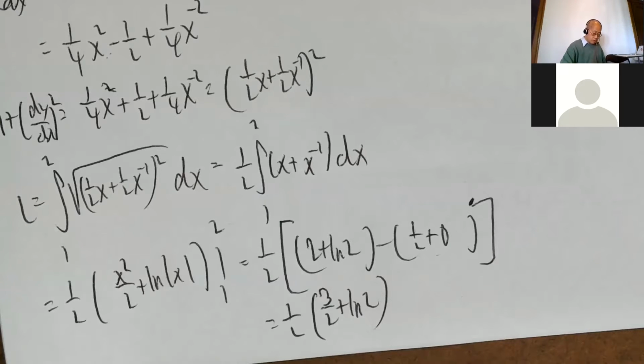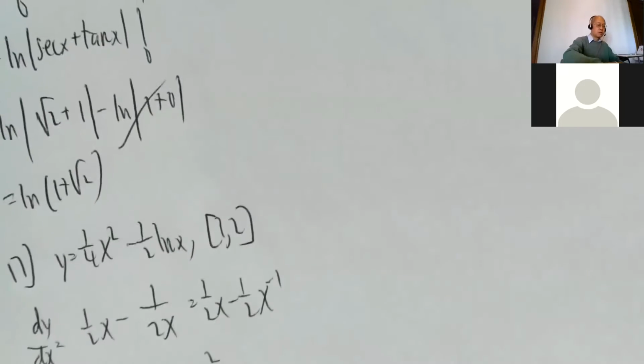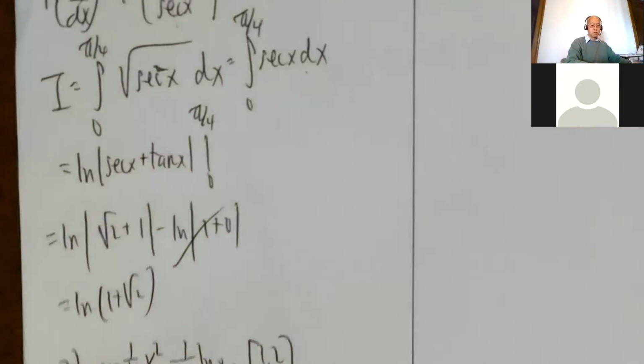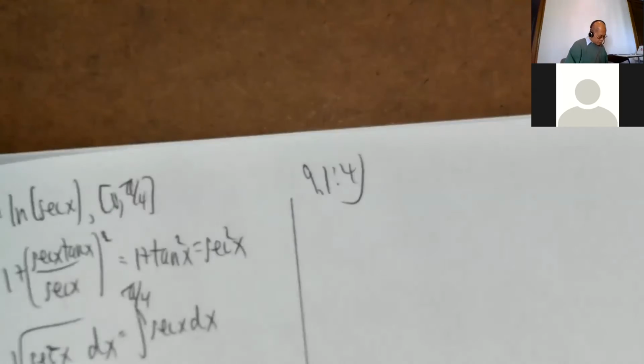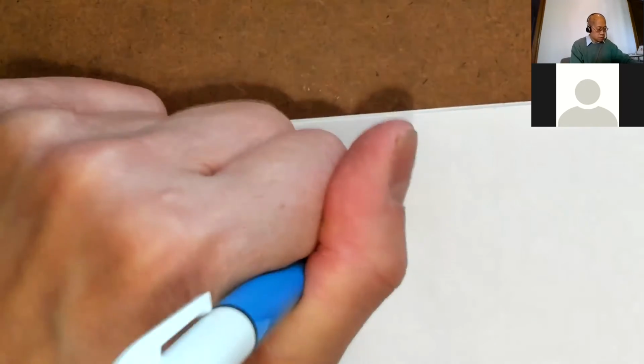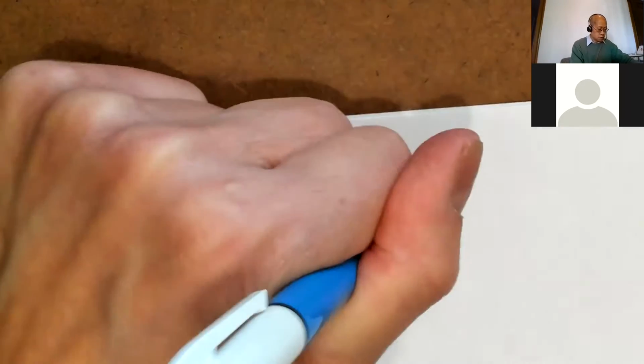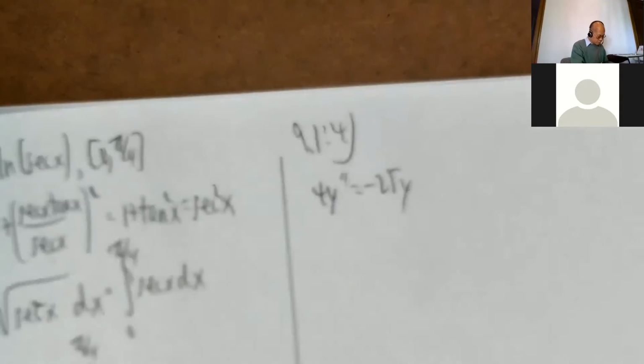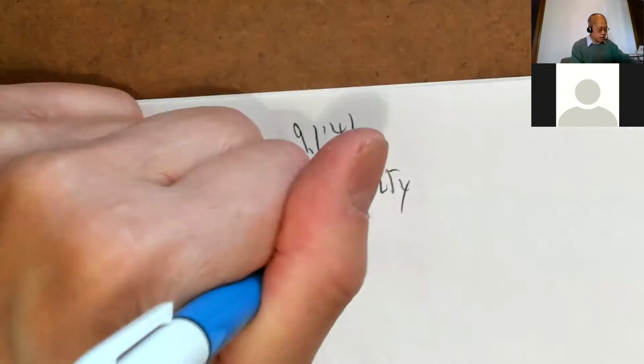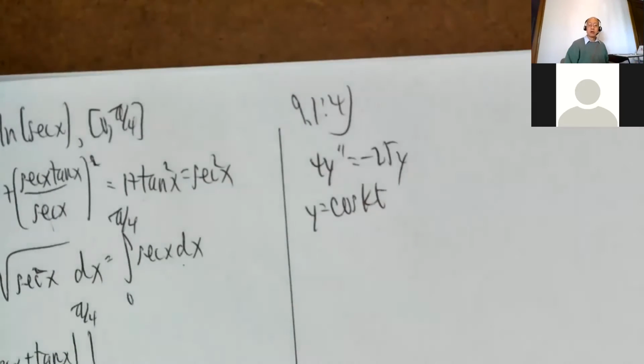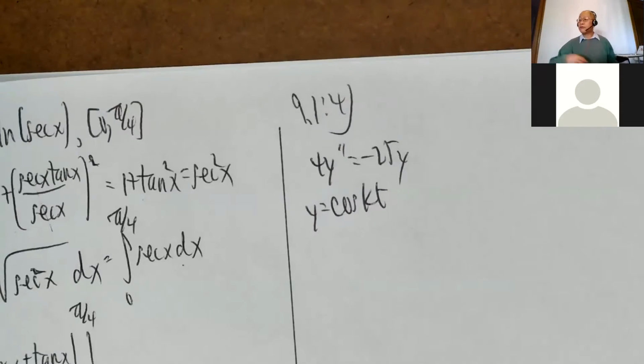So that was 9.1. Four. 4y'' = -25y. Four y double prime equals -25y, with y equals cosine of kt. Let me just start from scratch, but we only have a few minutes left.